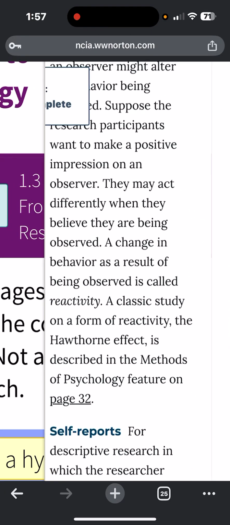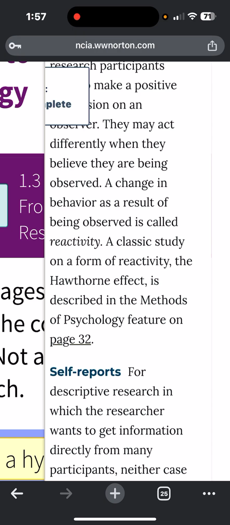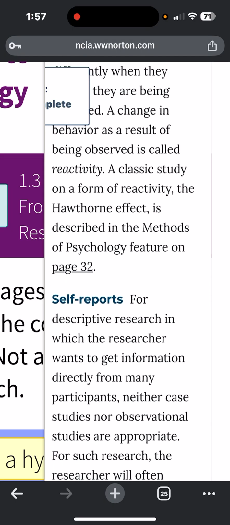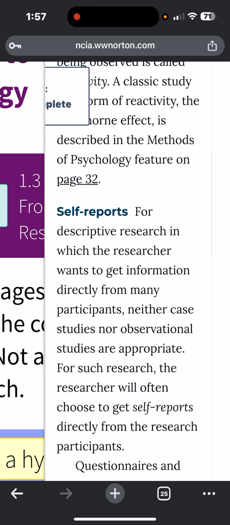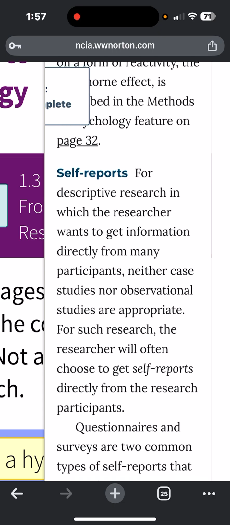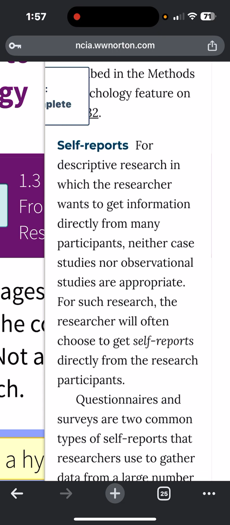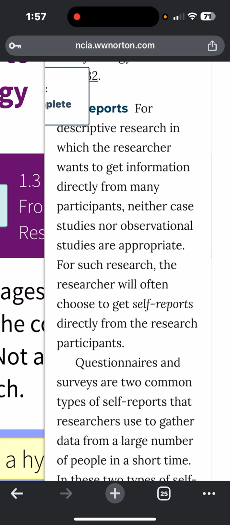A classic study on a form of reactivity, the Hawthorne effect, is described in the Methods of Psychology, featured on page 32. Self-reports! For descriptive research in which the researcher wants to get information directly from many participants, neither case studies nor observational studies are appropriate.